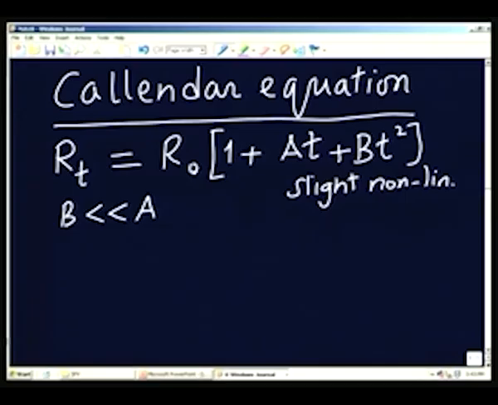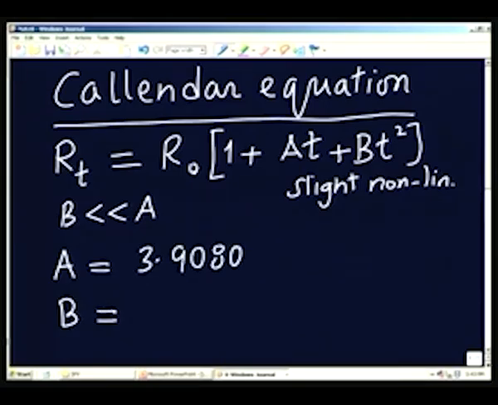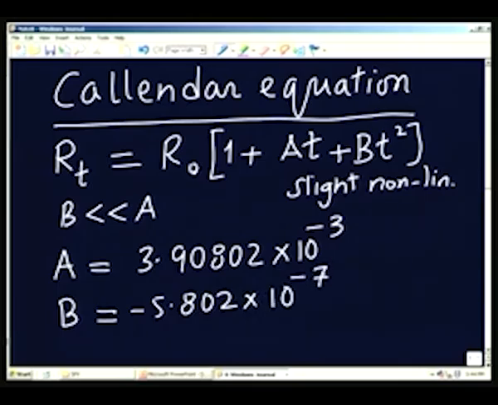And in fact, the internationally accepted values for A and B are given here. The value of A is 3.90802 into 10 to the power of minus 3, and the value of B is minus 5.802 into 10 to the power of minus 7. Obviously, B is very small compared to A, because you can see this is 10 to the power of minus 3, this is minus 10 to the power of minus 7, there is a big difference.